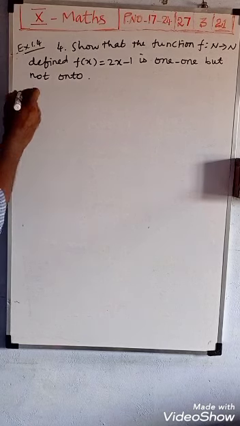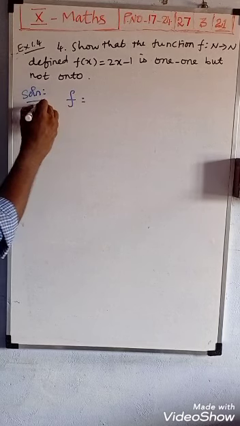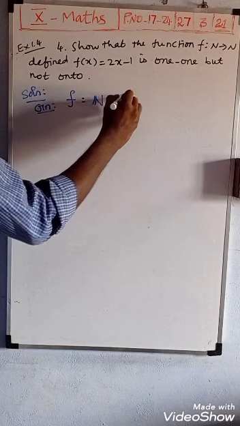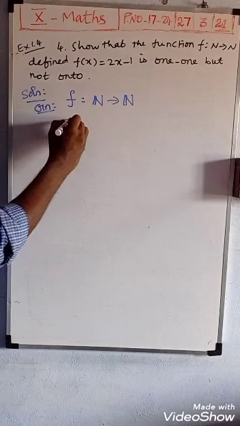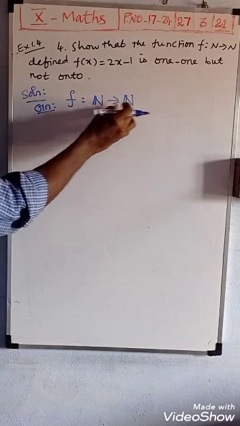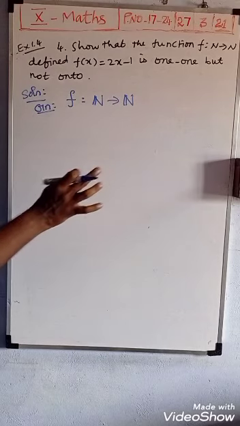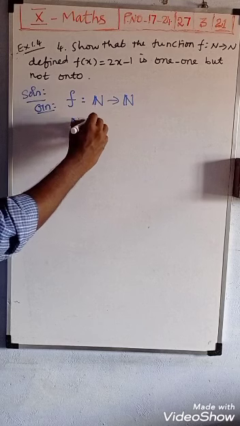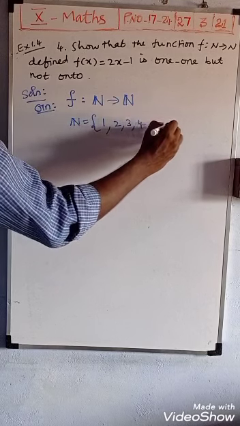So see the solution first. Here the function is N to N, natural number to natural number. That means the domain is the first one and the codomain is the next one. Domain is also natural numbers, codomain is also natural numbers. Natural numbers start at 1, 2, 3, 4 up to and so on.